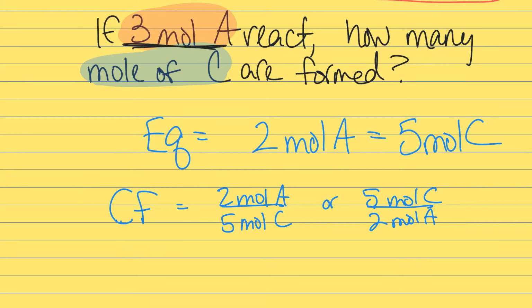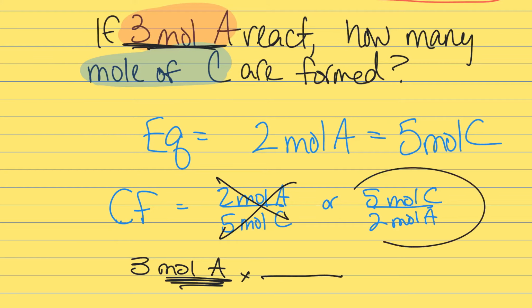Starting out with our beginning number, we have 3 moles of A. We need to figure out which conversion factor we're going to use. We've got to get rid of this moles of A. So which one are we going to use? Not this one, but this one, because of where this unit is. So we're going to write 5 moles of C over 2 moles of A. This way we could cross out moles of A.